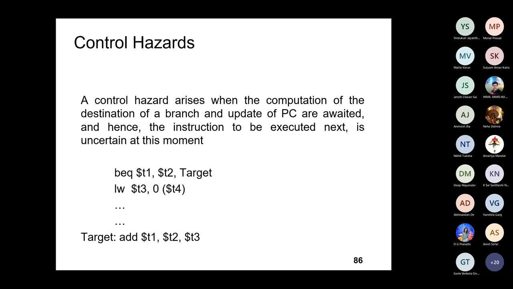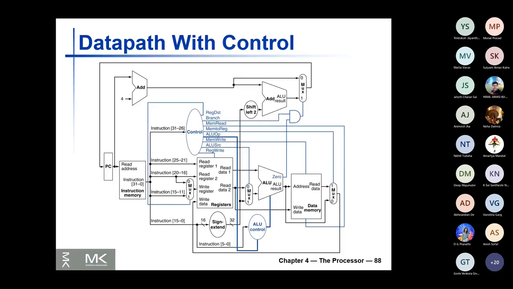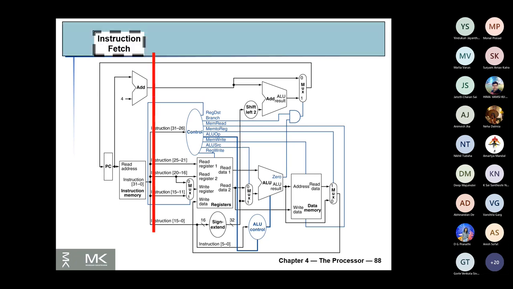Now, in general, as we have seen yesterday, control hazards are expensive, because the PC update is done in the memory stage. And so therefore, you have to wait at least 3 clock pulses until the outcome of the branch is known. So just to recall what you studied yesterday.